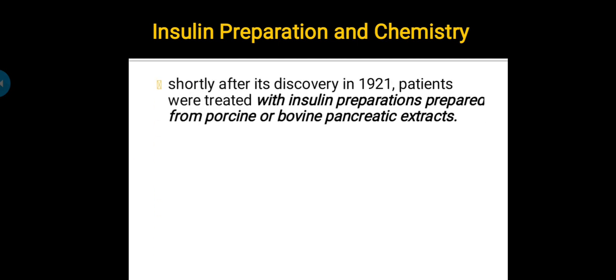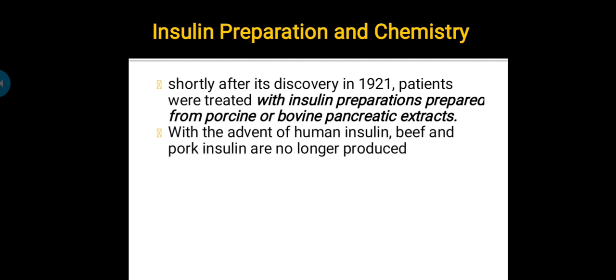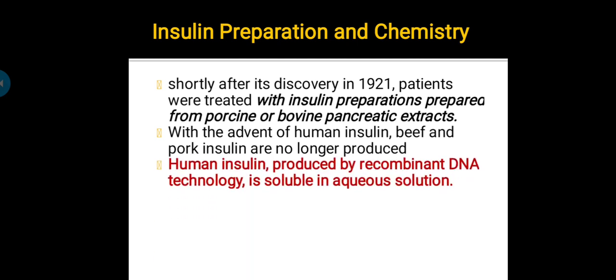Now, insulin preparation and its chemistry. Shortly after discovery in 1921, patients were treated with insulin preparations prepared from pork or cow. Porcine or bovine pancreatic extracts were used. With the advent of human insulin, beef and pork insulin are no longer produced. Human insulin, produced by recombinant DNA technology, came to market in the 1980s. After that, porcine and bovine insulin are not used, because they cause allergic reactions due to their antigenic nature.